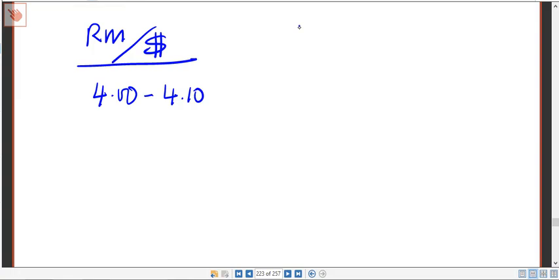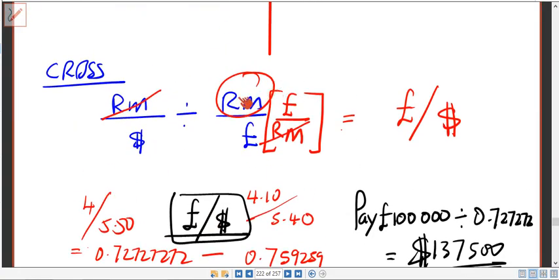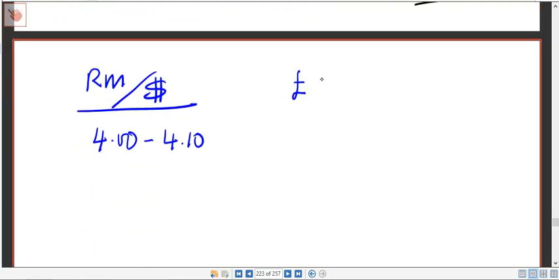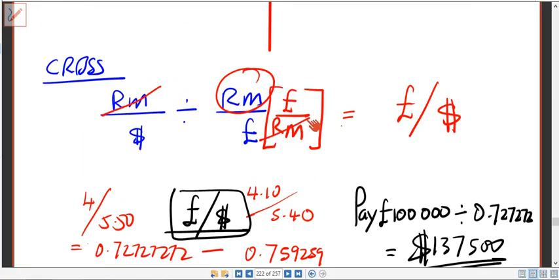Can I give you another rate now? Earlier I gave you ringgit to pound. Can I change this to pound to ringgit now? Pound to ringgit. Can you not cross it? Can you convert this to direct, indirect? Don't care whether it's direct quote or indirect quote. Is that okay? Don't worry so much about that.